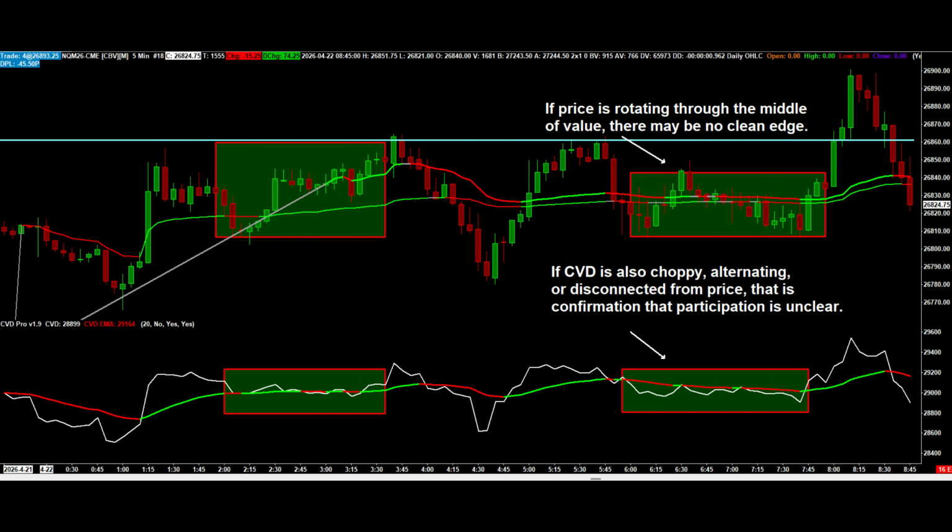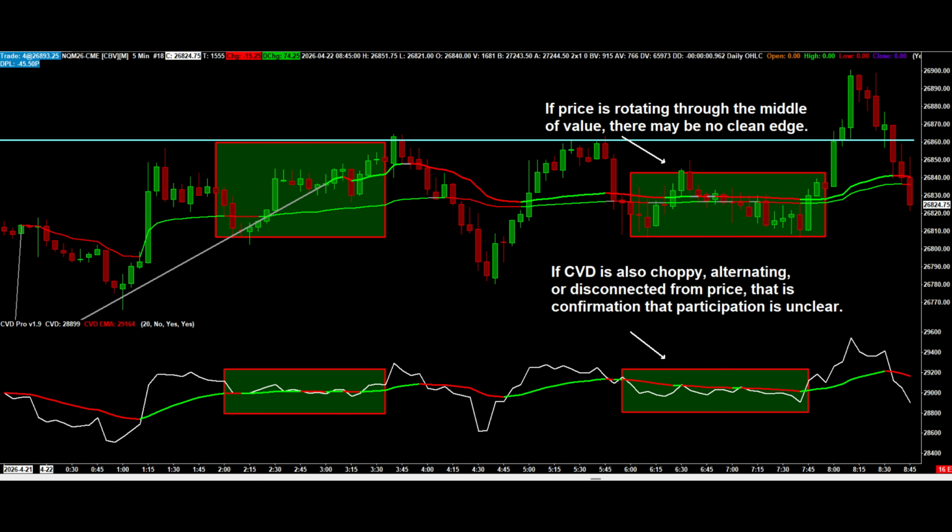If CVD is also choppy, alternating, or disconnected from price, that is confirmation that participation is unclear. This is where many traders give back profit. They force trades inside balance. They buy the middle, they short, they take setups with no clean invalidation and no clear target magnet.